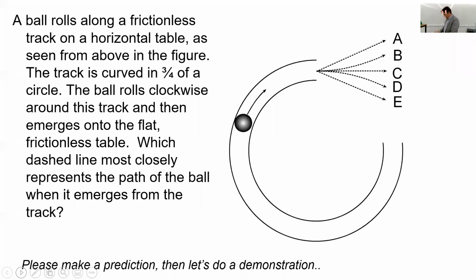Here it is. A ball rolls along a frictionless track on a horizontal table as seen from above. So you're looking down from above on this table. The track is curved in three-quarters of a circle, and the ball rolls clockwise around this track and then emerges onto the flat frictionless table. And again, gravity is into the page here, so there is no gravity really. Which dashed line most closely represents the path of the ball as soon as it emerges from the track? I'll let you make a prediction and then we'll try to do an actual demonstration of this.